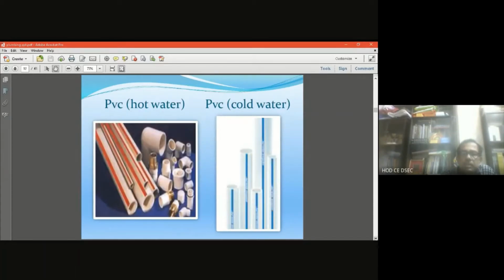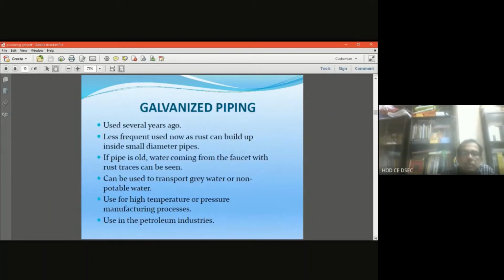This looks like this. This is the cold water pipe, and this is the galvanized piping that was used several years ago. We used galvanized pipe so that corrosion would be resisted. But now the concept is changing. We are using PVC. Construction is fast and very flexible. Duration is more. Galvanized pipe is less frequently used nowadays, as rust can build up inside small diameter pipes. If the pipe is old, the water coming from the faucet may carry rust, unlike rust resistant galvanized piping.